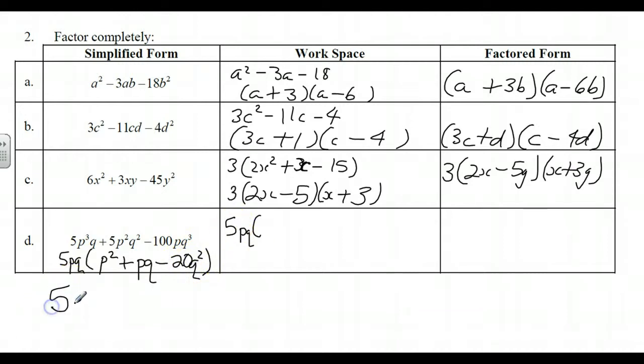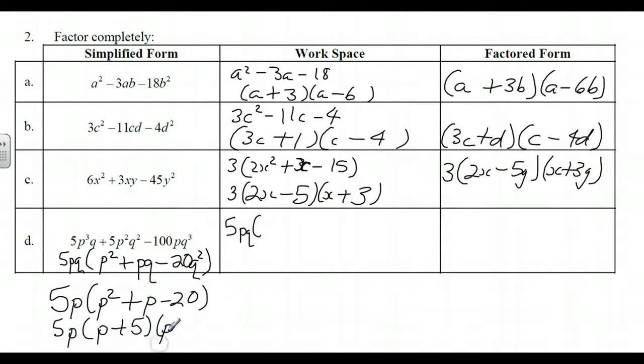So I'm going to go 5P squared plus P minus 20, 5P, P plus 5, P minus 4, that's P squared, minus 4P plus 5P is plus 1P minus 20, and the final factored form, we got a 5PQ, P plus 5Q, P minus 4Q.